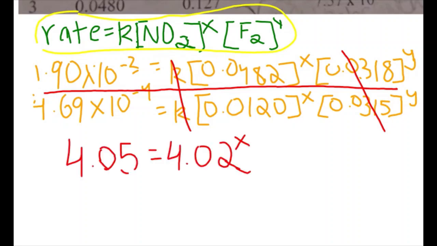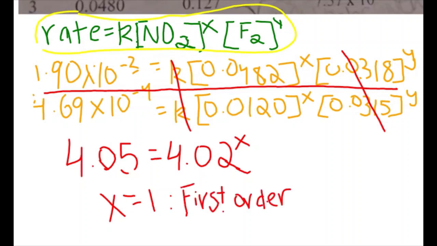When we divide the rates and concentrations by each other, we get 4.05 equals 4.02 to the power of x. When x equals 1, we get 4.02, which is close enough to 4.05, meaning that it is first order with respect to NO2, since that is the value we did not cancel out. Now let's solve for the order of F2.